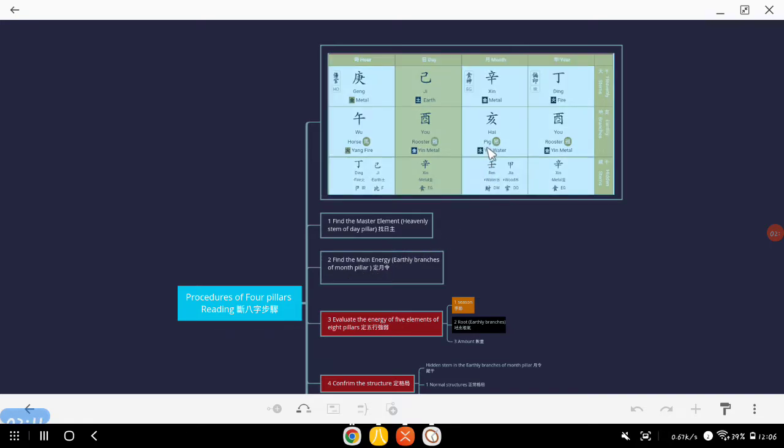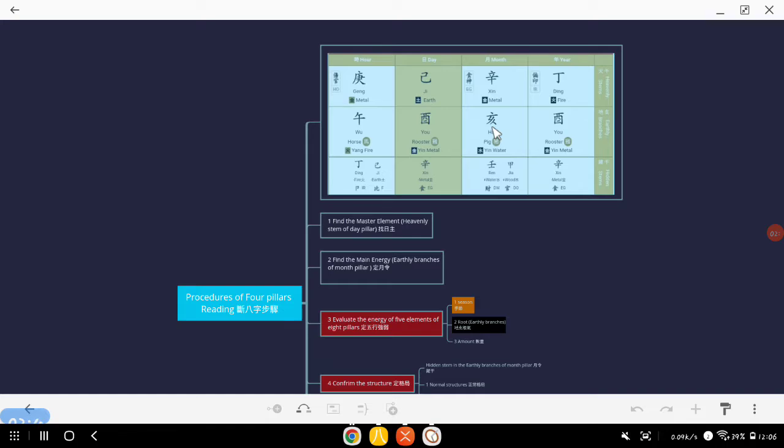So what does it mean? Why do we need to find this energy? Actually, the season energy will affect the whole 8 pillars the most. For example, here, because high is during the winter, we can say that the water element got the strongest power, or you can say 2 times mixing up. We can make it simple like that.